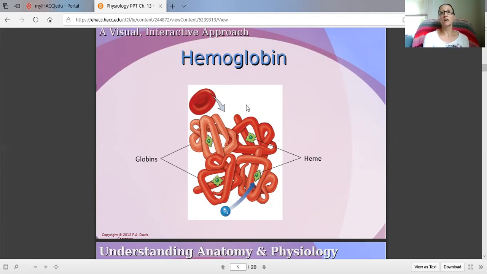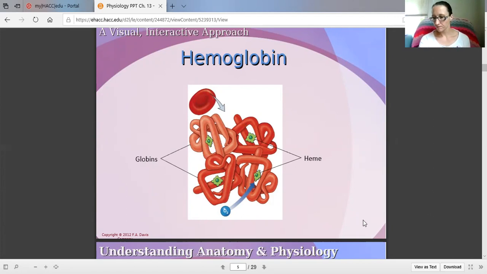Red blood cells themselves, though, can actually be seen with a really powerful microscope. You don't need an electron microscope to see red blood cells. So these are rather large compared to the hemoglobin molecules themselves.